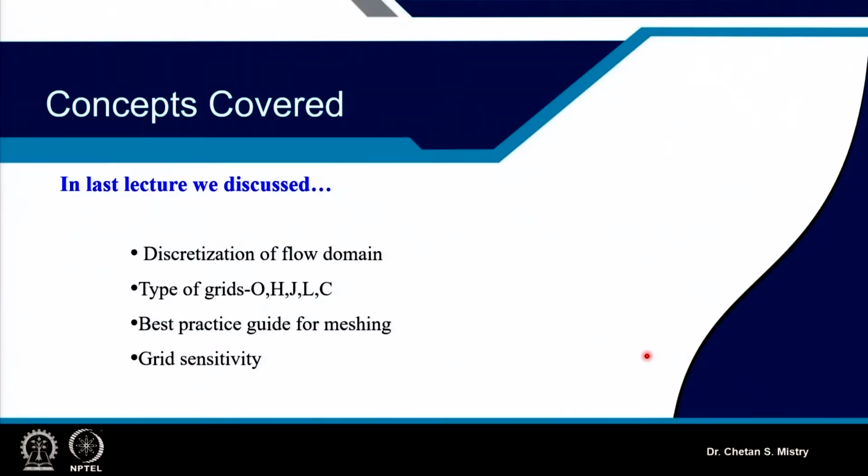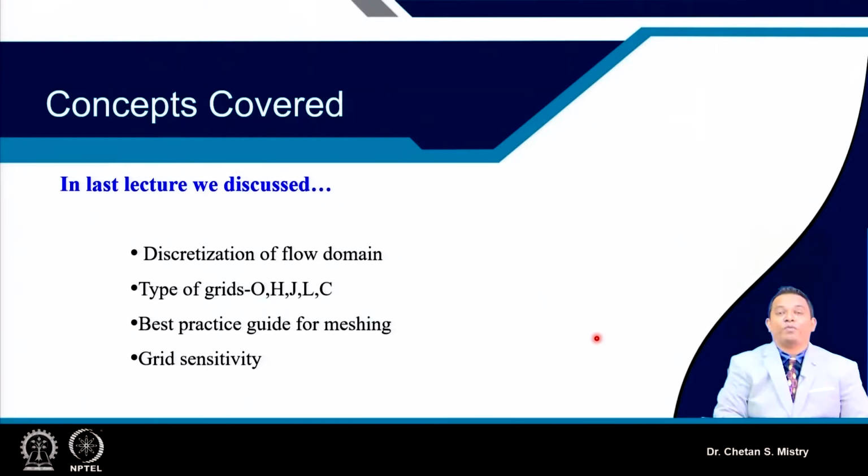We have started our discussion with discretization of the flow domain. We are discussing the CFD analysis that we use for analyzing axial flow compressors as well as axial flow fans. We know discretization is basically an art. We need to understand what exactly we are looking for in terms of analysis. There are different kinds of grids we have discussed, say O grid, H grid, J grid, L grid, C grid. They have special applications.